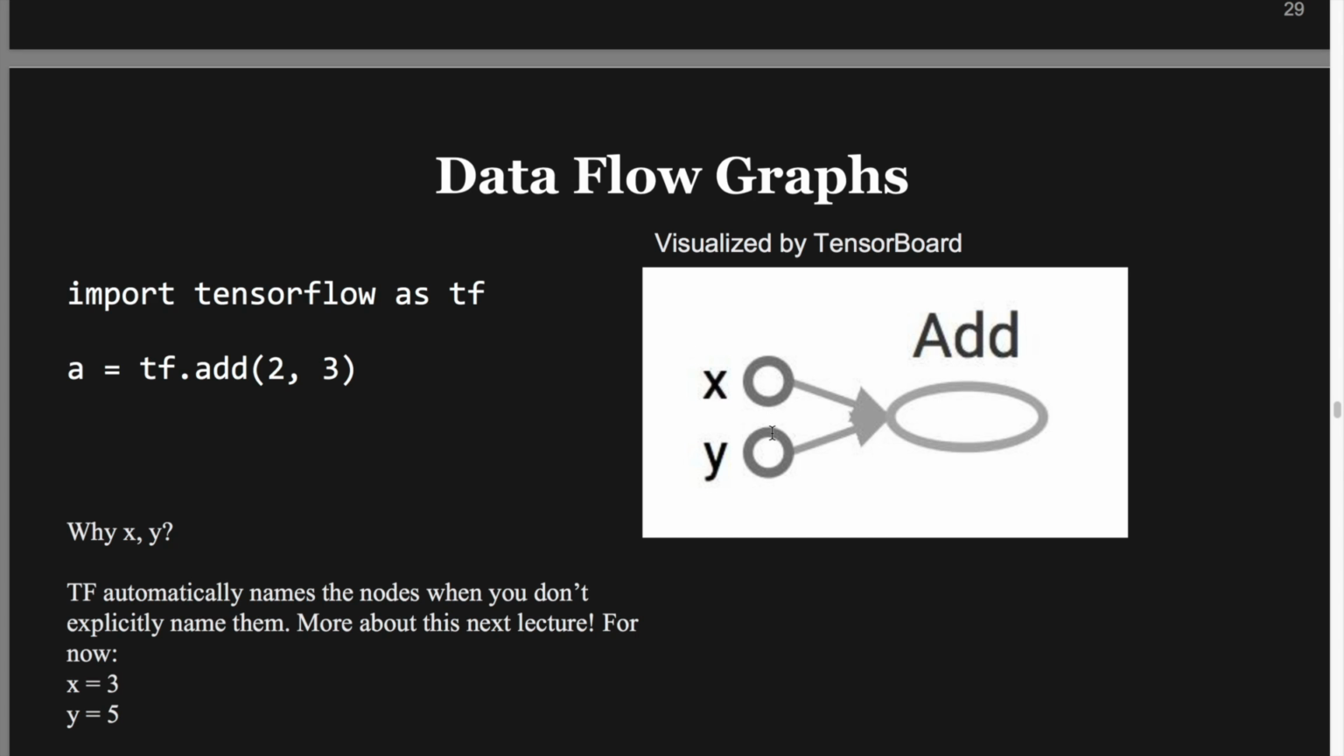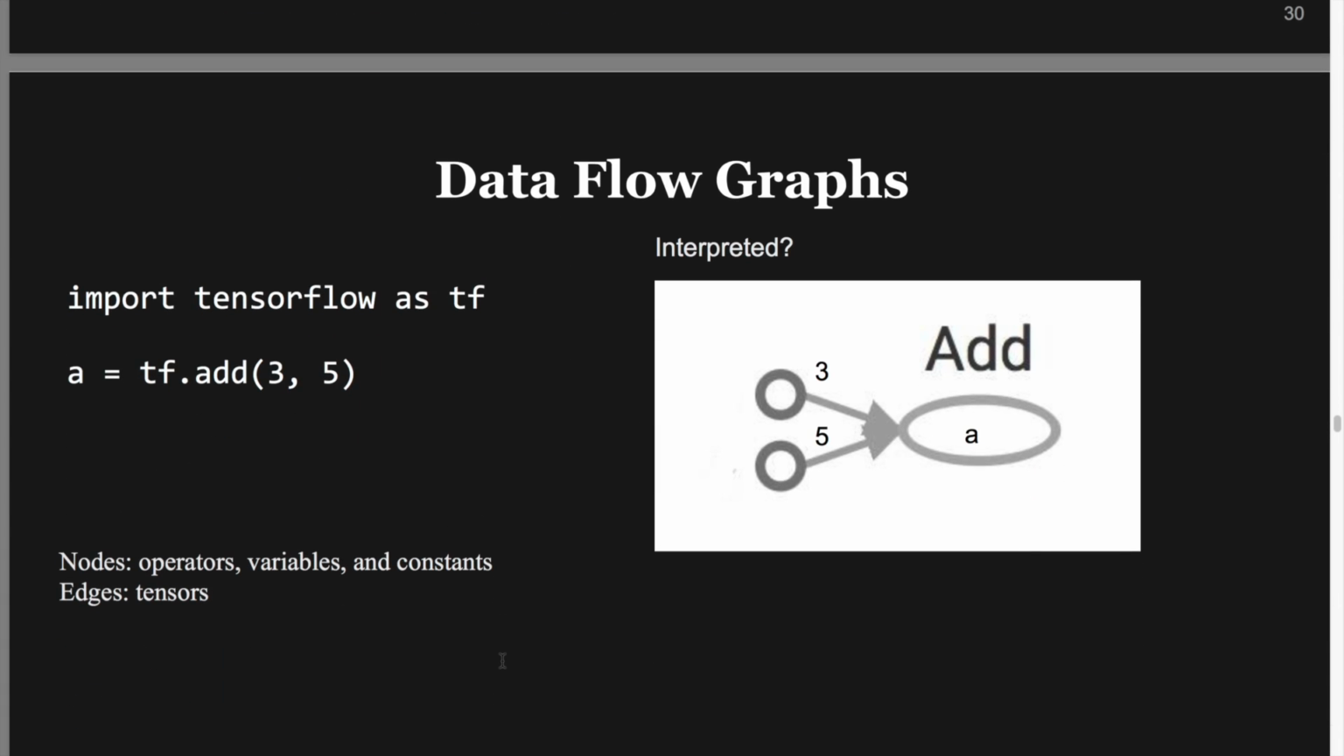There are these two nodes that come up in the visualization, x and y, and then there is an additional node which says add. For now, let's just assume that these x and y are 3 and 5. In the TensorFlow visualization, the nodes are the operators, variables, constants, etc., and the actual tensor values are on the edges. So this is the visualization that shows up.